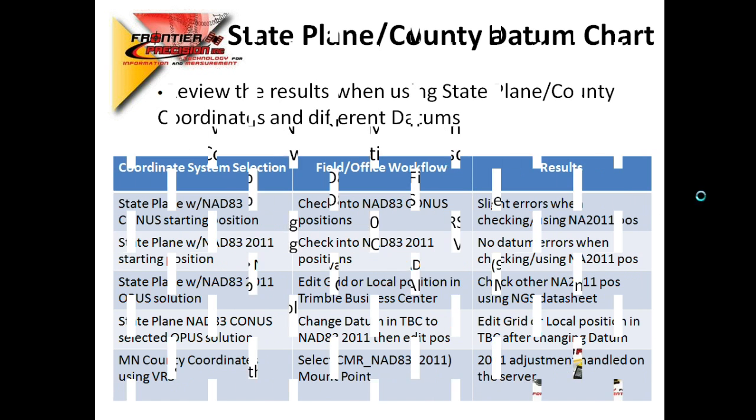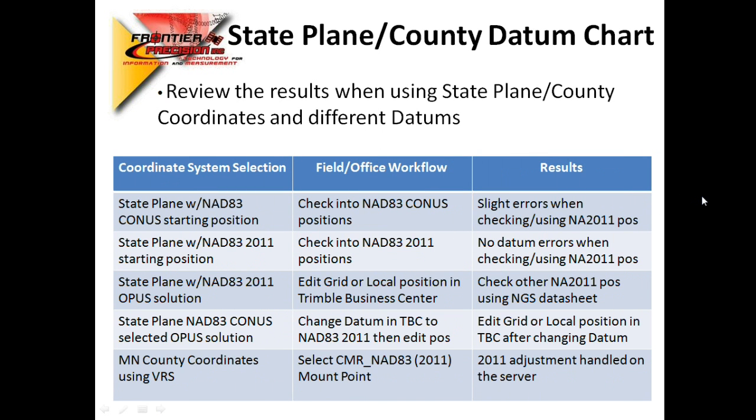So with that in mind, what we did lastly is we put together this, I guess I'd call it a state plane county datum chart. So basically just 3 columns here. What coordinate system selection do I choose? What field or office workflow do I use? And what's going to happen? I think that's pretty self-explanatory relative to what we talked about.